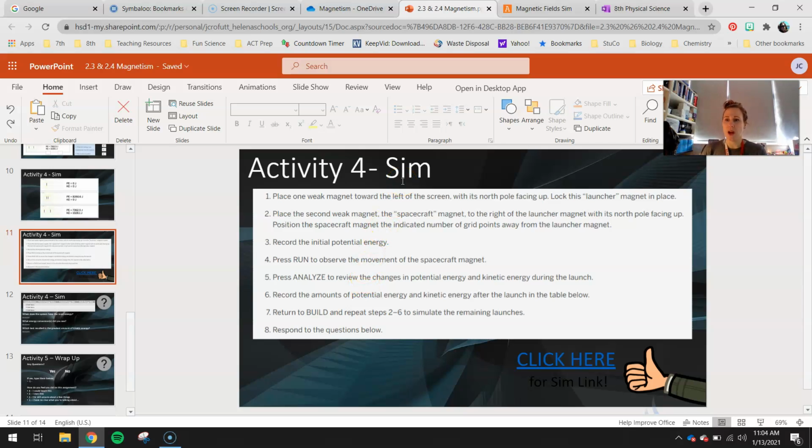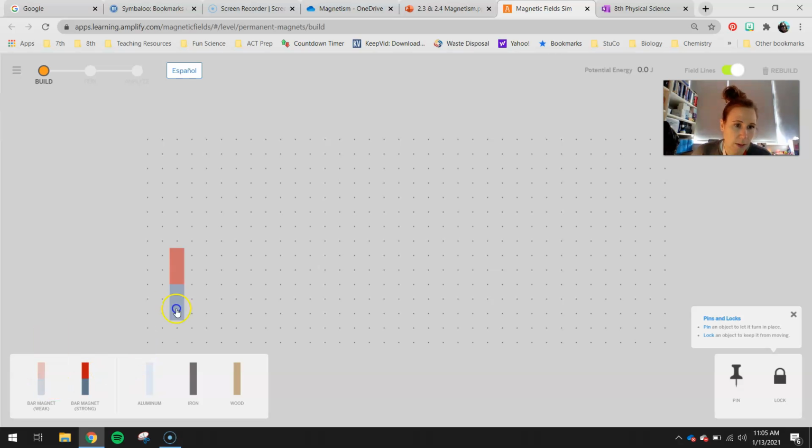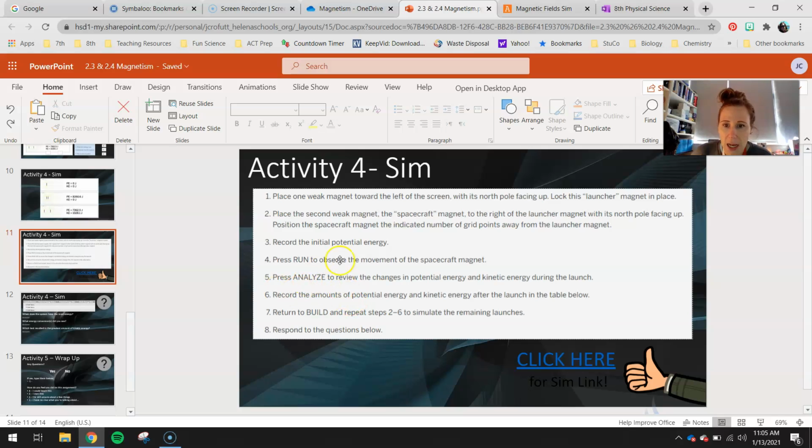So this goes back to a couple lessons where you guys built, I believe it's 1.5. No, 1.3. You guys were to build a magnetic catcher and a magnetic launcher. Okay, you guys are going to be focusing on this repelling launcher theory. So if we were to try to launch a magnet and watch that conversion with potential and kinetic energy, how can we increase those levels? So place one weak magnet towards the left of the screen with its north pole facing up. So here's this. Okay, there's my weak magnet.